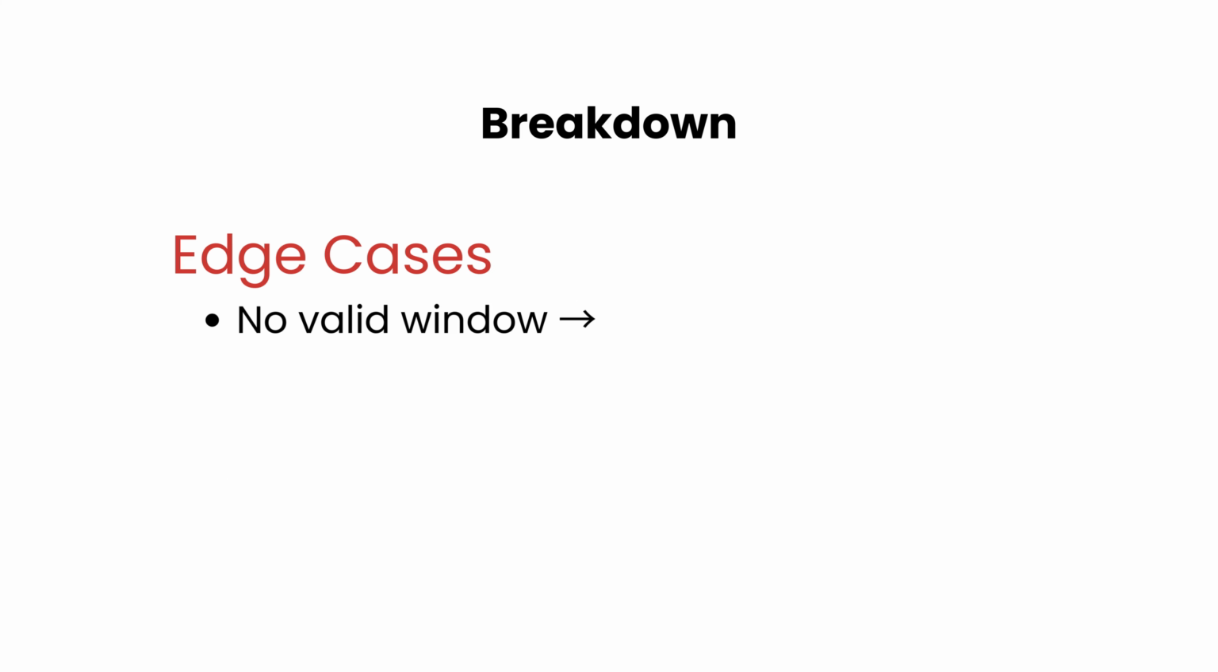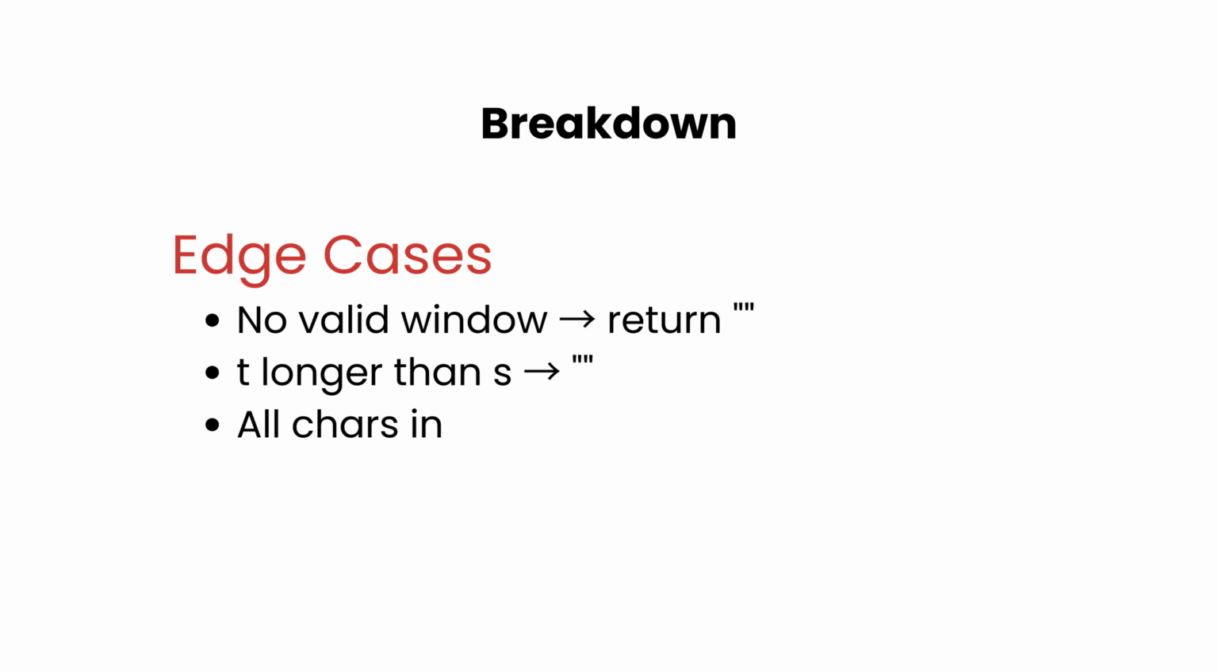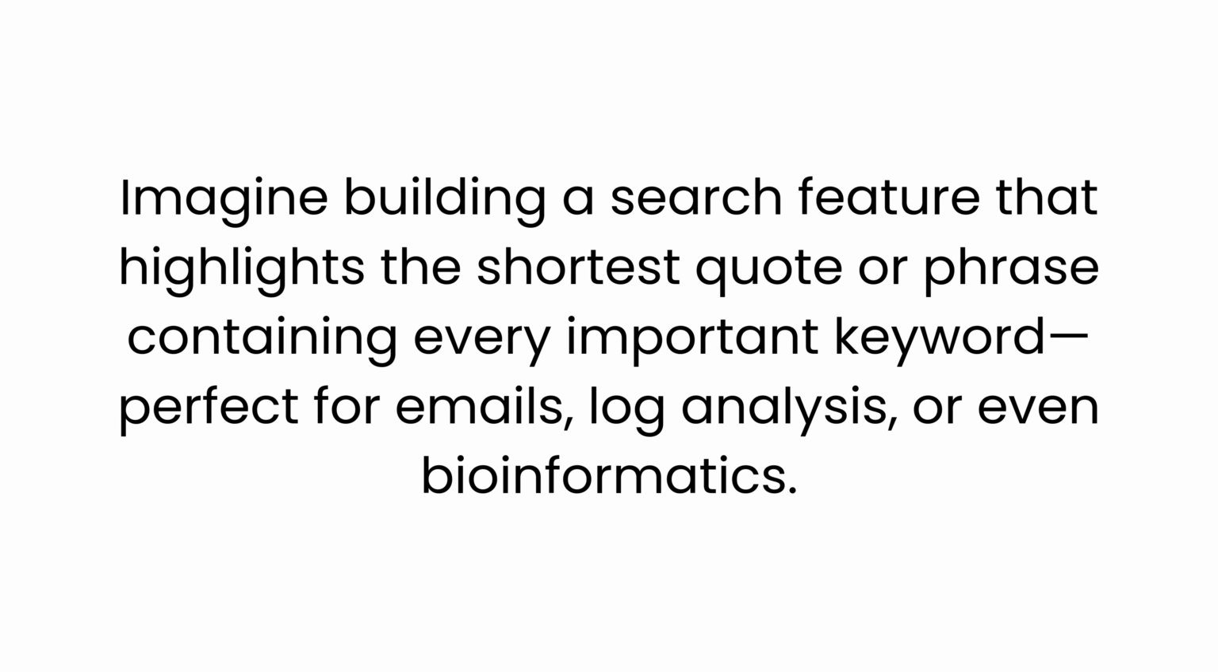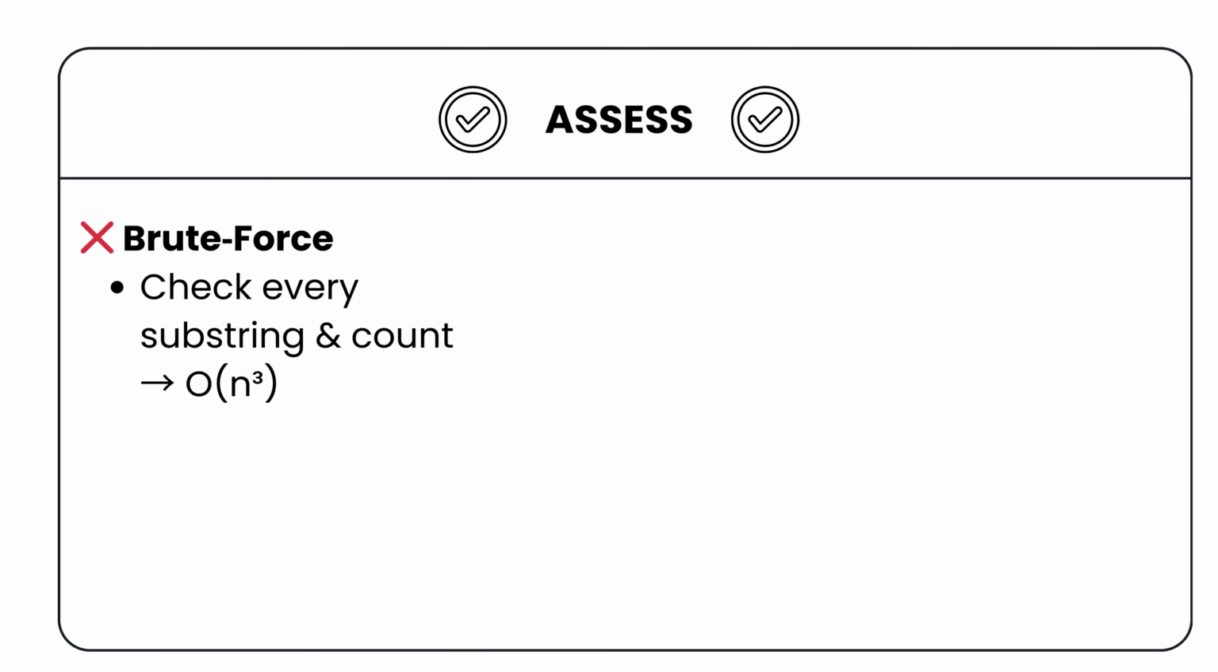Edge cases: what if no window exists? What if T is longer than S? What if all required characters are the same? Imagine building a search feature that highlights the shortest quote or phrase containing every important keyword, perfect for emails, log analysis, or even bioinformatics. A brute force approach would check every possible substring, O(n cubed) time, way too slow for large data.